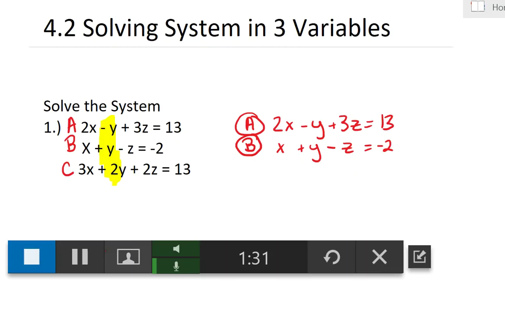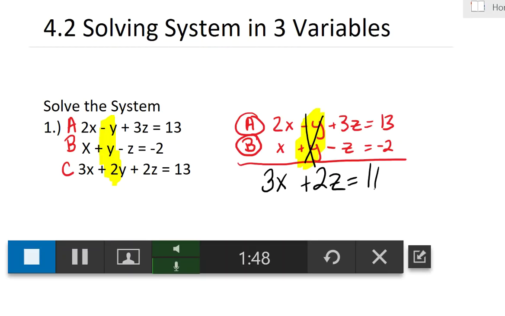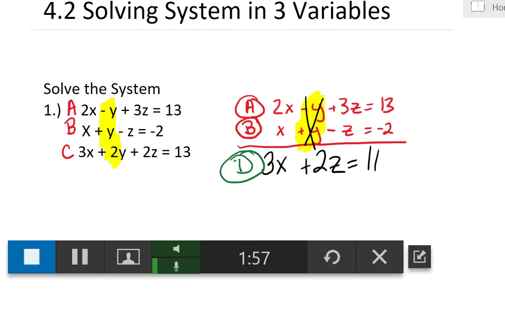Once I have them written and lined up, I'm going to still cancel out the y's, and we're going to add them together. So this becomes 3x, y's cancel, plus 2z equals 11. I'm going to label this new one D, because it's a new equation.